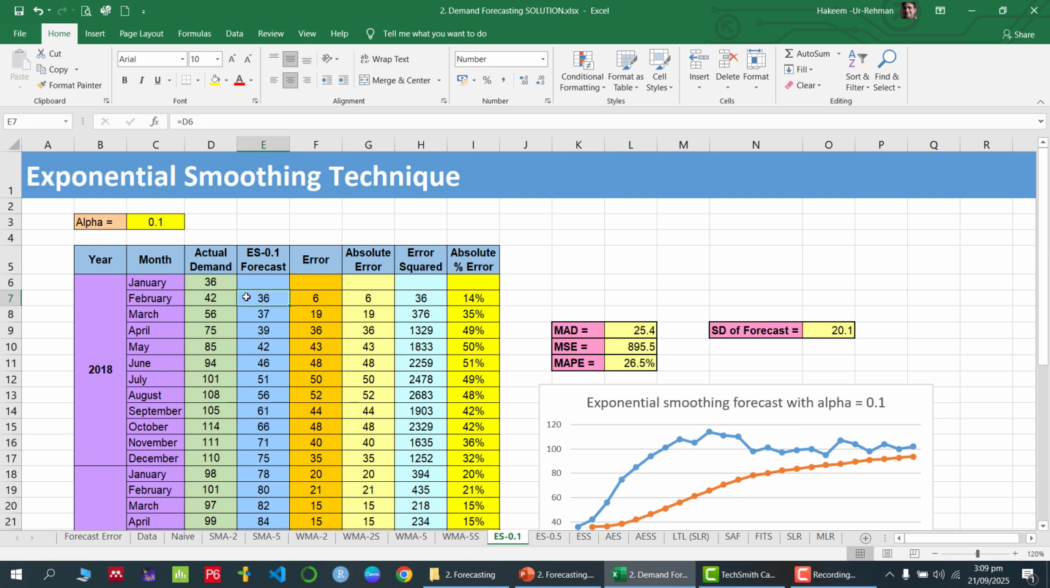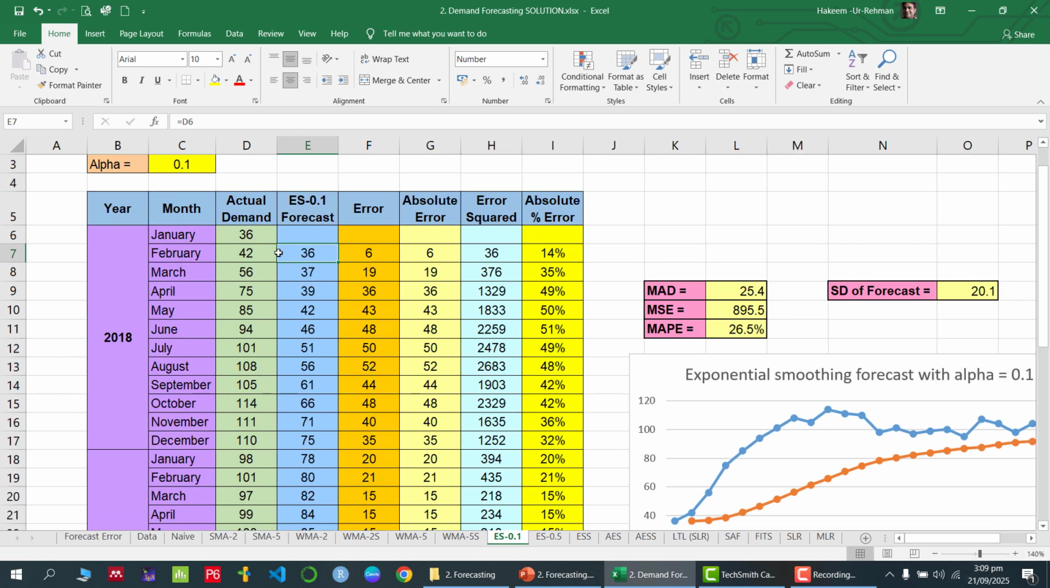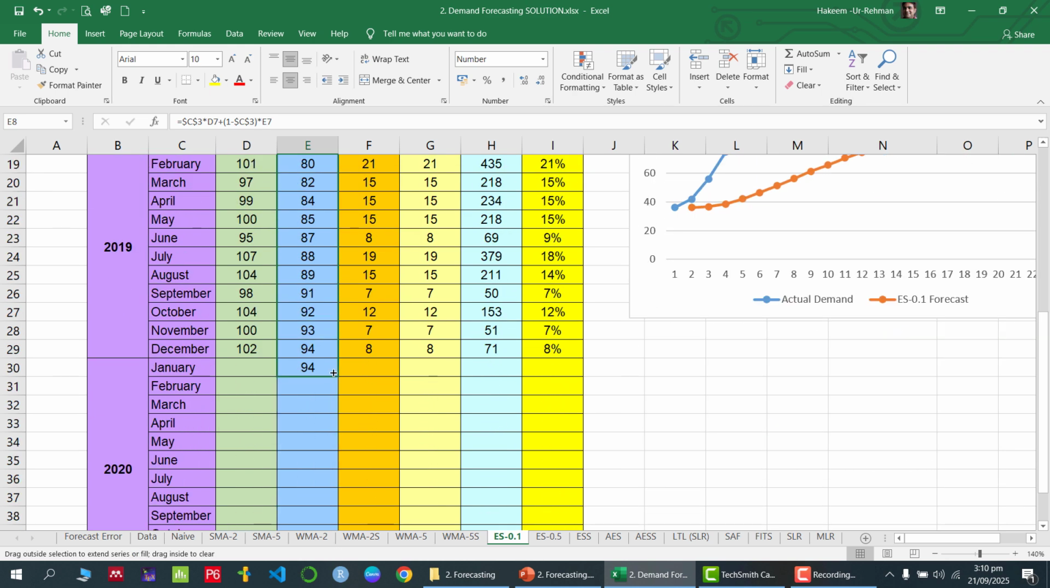Once again, in order to find the forecast value for the month of February, I am going to apply the naive forecast method, which is equal to the last month's value. Then we apply the formula: equal to 0.1, which is the alpha we are using. I am making it absolute by using the dollar sign, multiplied by the actual demand, which is 42, plus 1 minus this alpha multiplied by the last time period forecast. Once we have applied this formula, we can simply drag and drop.